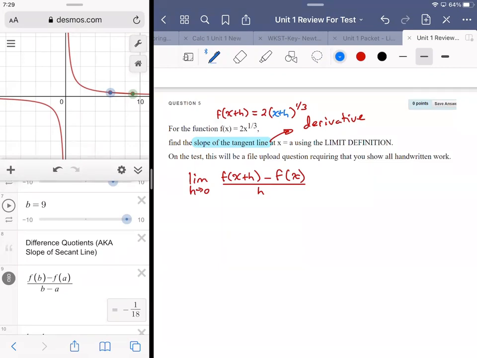Everything that happens after that makes you understand why there are some easy questions on the test. So 2 parentheses x plus h to the 1/3 minus your original function 2x to the 1/3, all over h. Now, these limit definition questions are at their core essentially proofs.